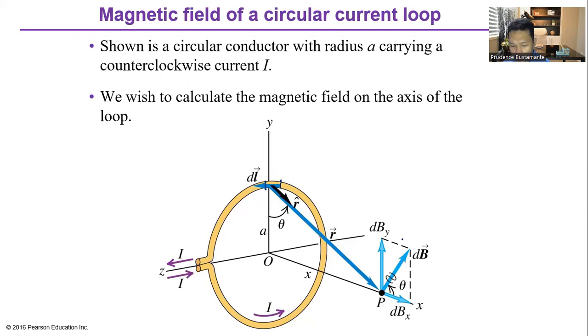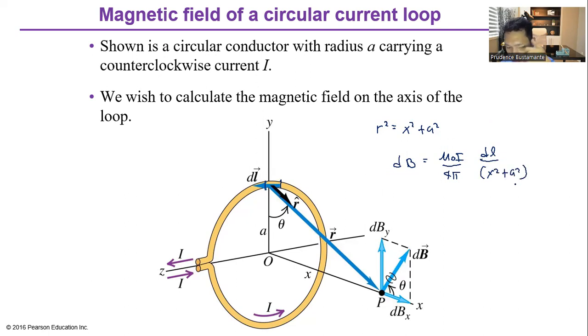So using the right hand rule, here we have R. Let R squared be equal to x squared plus a squared. So that is our R. From the definition, our dB is equal to mu naught I over 4 pi times dl over x squared plus a squared.